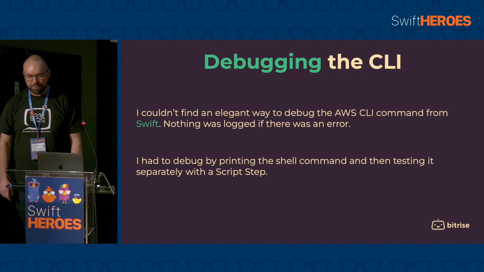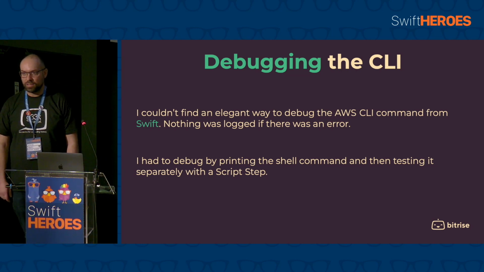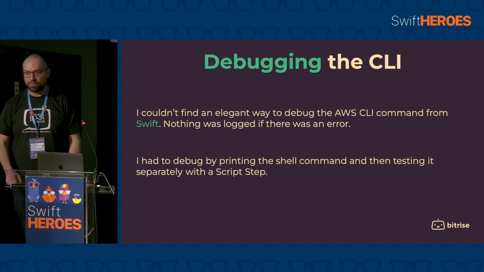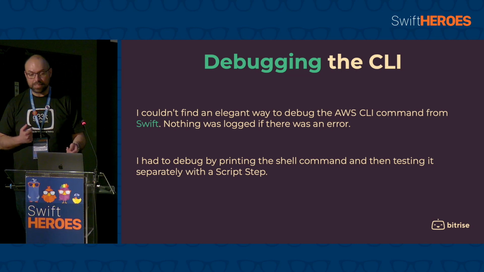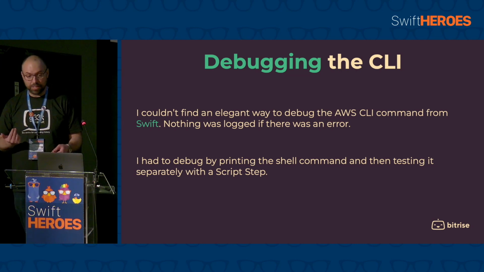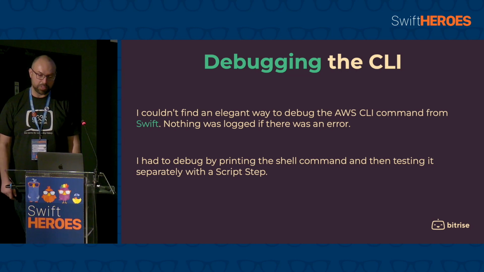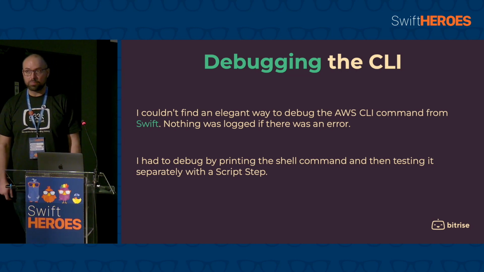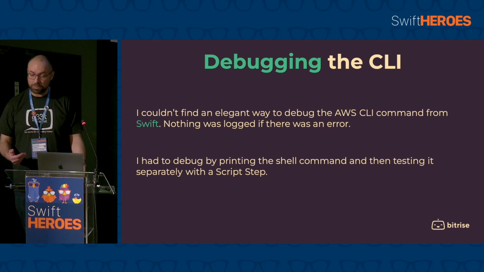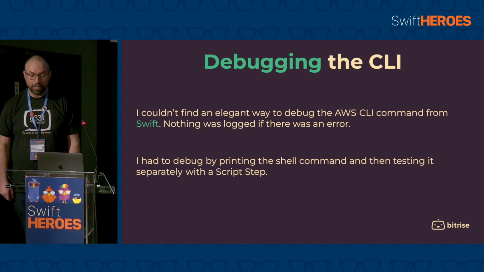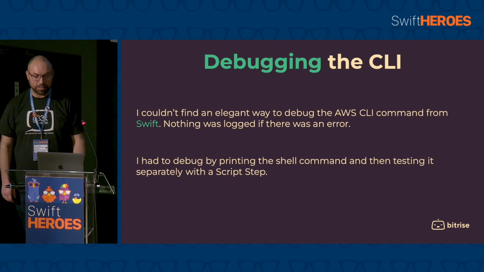And probably the most painful thing was debugging the command line interface. So when I was running the shell function, when I was running the AWS, I had a few unsuccessful attempts, and then when I was running Bitrise, I couldn't see anything. I couldn't see the error. I had to print the shell command and then use a script step and verify what the problem was. So this was a real pain. Probably there is a better way to do it with a high-level Swift API, but it was a gotcha.